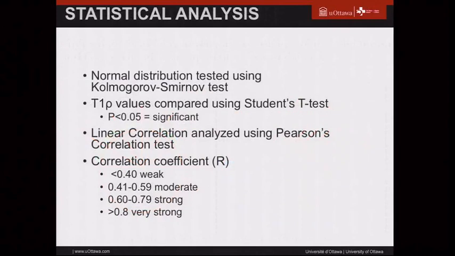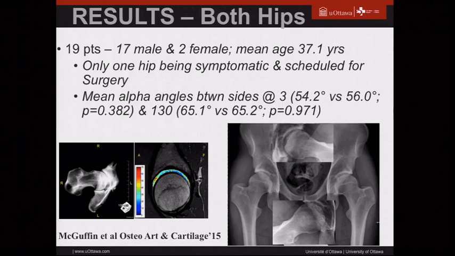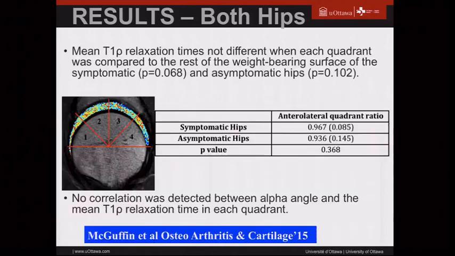Then we did standard statistical analysis and looked at correlations between the T1 and the scores. When we look at both hips, we just published this in Osteoarthritis and Cartilage, and we had 19 patients in that group. Again, bilateral cam, only one side symptomatic. The alpha angles were not significantly different between the two. What we found is that there was no significant difference in the overall relaxation time between the symptomatic and asymptomatic side.